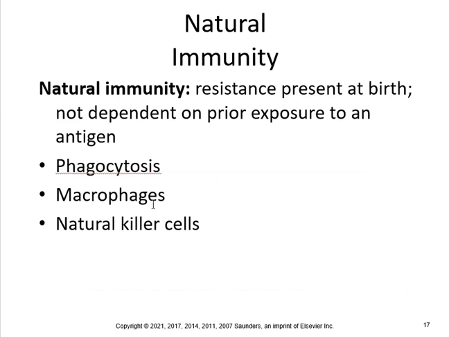So natural immunity is resistance present at birth, not dependent on prior exposure to an antigen. You already have natural immunity. And how do you get that? That's phagocytosis, macrophages, and natural killer cells. You have those already built in. Okay.